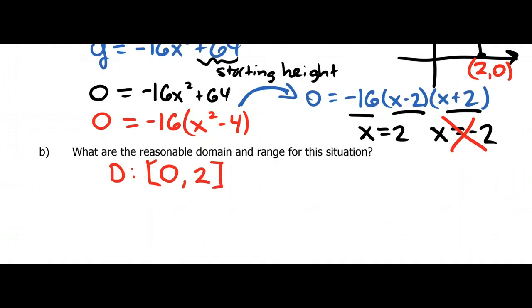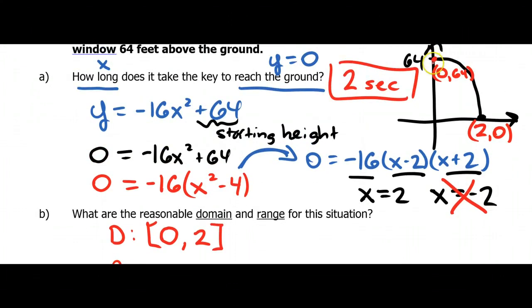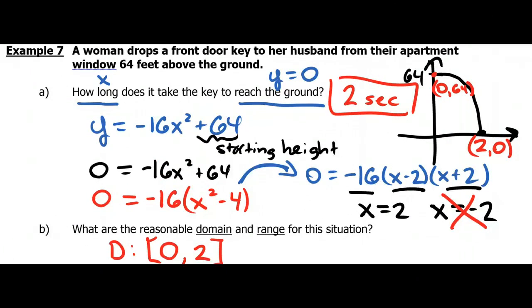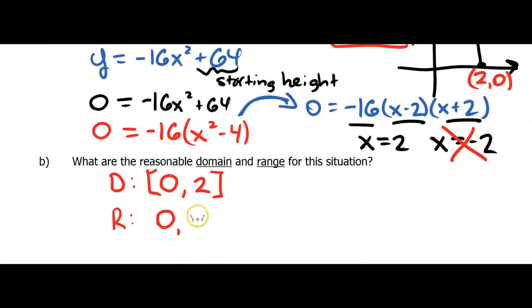The range, you're going to do the same thing we just did with time, except you're going to think of the y values of that starting point up here and this ending point. My minimum y value would be when the key is on the ground, so that would be y is 0. That's my smallest y value. The highest y value, or the maximum y value, would be the highest point, or the point it was dropped from, which was 64 feet. So a reasonable range for this situation would be all y values from 0 to 64.